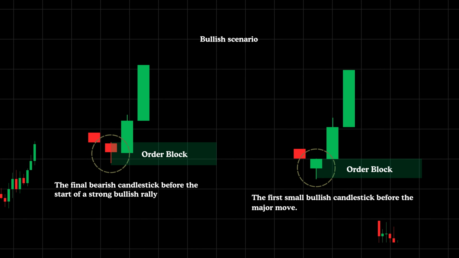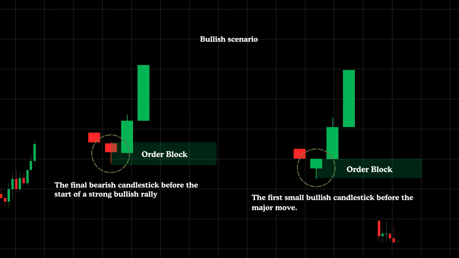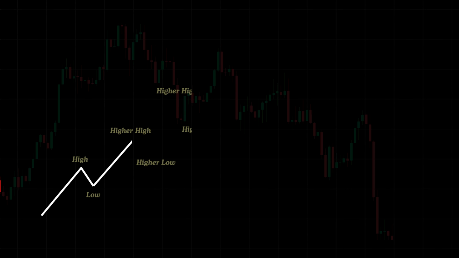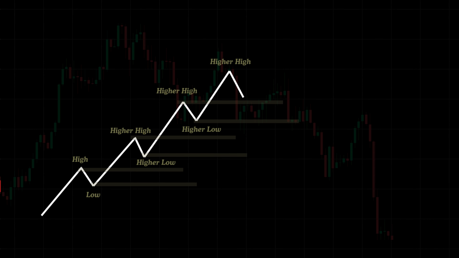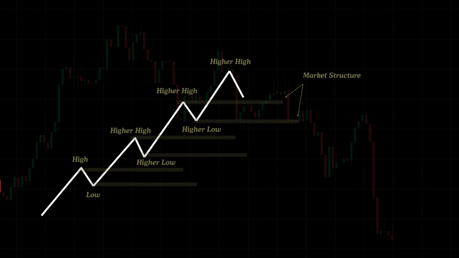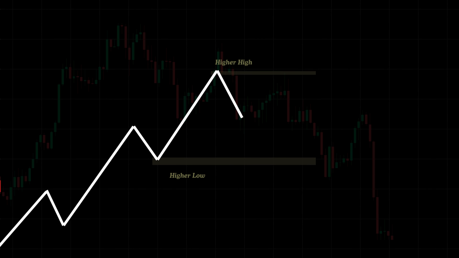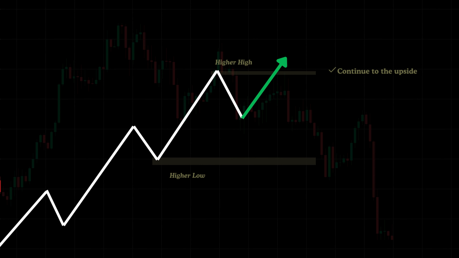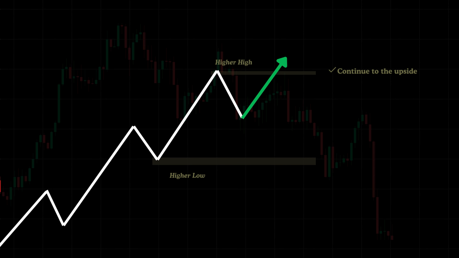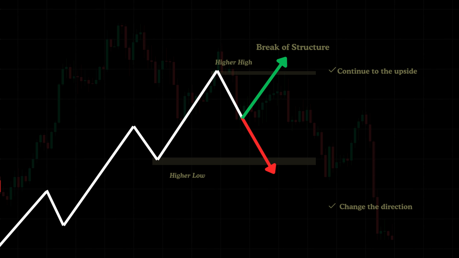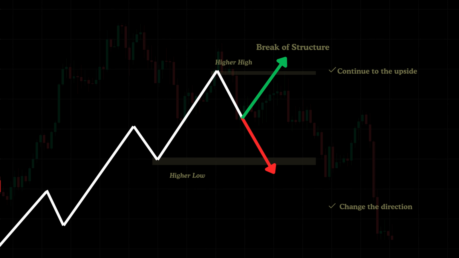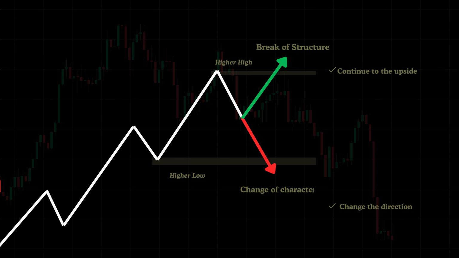Now, let's move on to the concepts of break of structure and change of character. Imagine a trending market with a sequence of higher highs and higher lows. In this case, each high and low represents a market structure level, and the most recent higher high and higher low are the ones we closely observe. Breaking the latest higher high to the upside signals that the market aims to continue upward, which we call a break of structure. Conversely, if the market breaks the recent higher low to the downside, it shows that the market intends to reverse direction, which we define as a change of character.